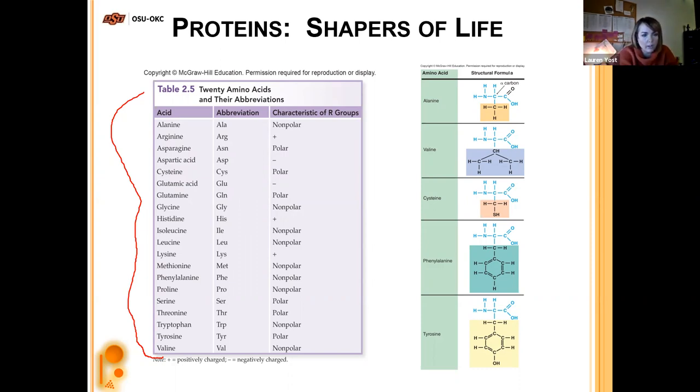And these are the general shapes over here on the right of what an amino acid might look like. We have the amino group over here on the left, and that carboxylic acid over here on the right. And whatever these groups are in these colored rectangles make it whatever it is. So alanine has this orange one, valine has these crazy looking purple ones, and so on and so forth. You get the idea.